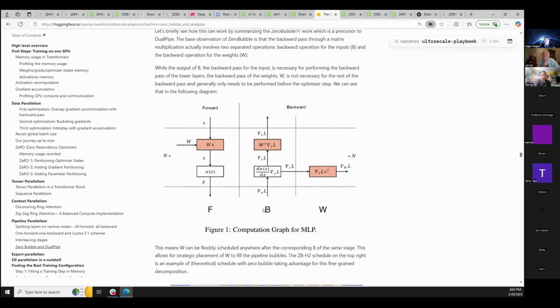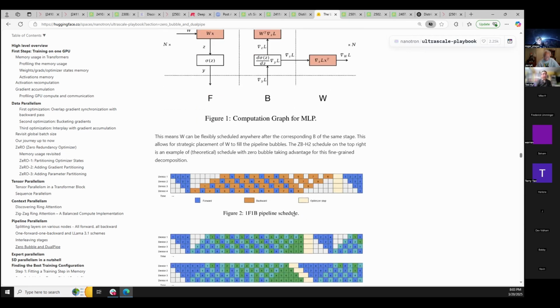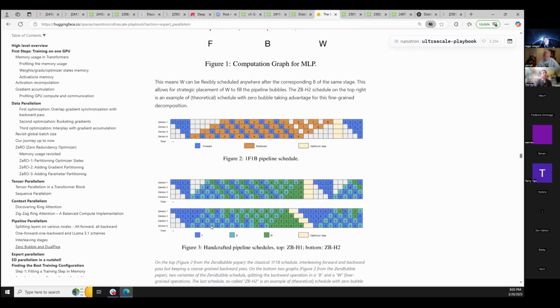And so if you separate what they're calling here B and W, what it allows you to do is you can say, I can do the W anytime I want while I'm waiting on communication. So what would normally be idle time, I'll fill it with one of these W's. And then you get diagrams that look like this, where the B's are the light blues and the W's are the greens. And so then you can see, depending on if you're towards the beginning, device 1, you end up dropping in these W's fairly regularly because you were the first GPU and you're not really waiting on other people.